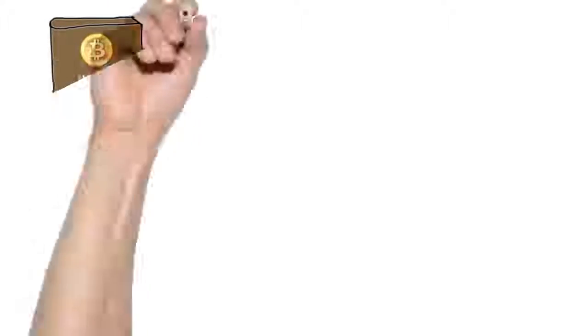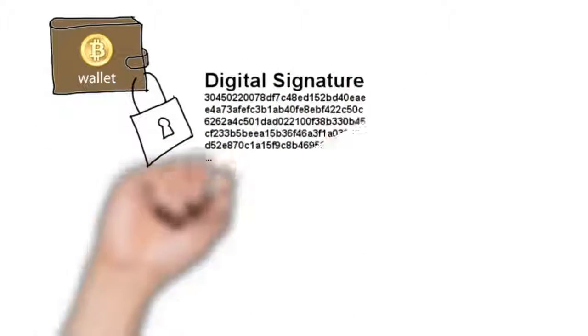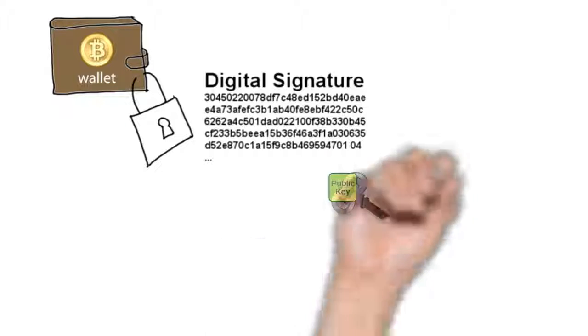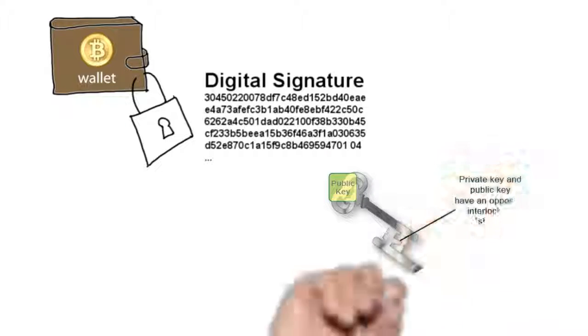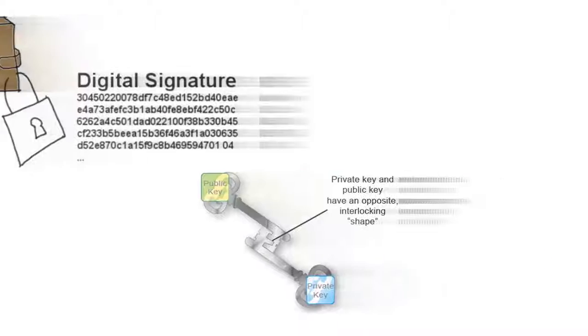Each digital signature is linked to the public key of the sender and recipient, which are in turn linked to their private keys. Only your private key can prove that you own the final address in that ownership chain, and that key is known only by you.